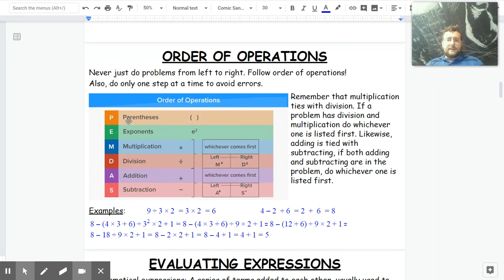Now, this is a big misconception. People think that multiplication always goes before division, and that's not true. If a step has both multiplication and division in it, you do whichever one is on the left. So you break the tie between multiplication and division. It's not really multiplication and then division. It's multiplication or division, whichever one is to the left comes first. The same thing applies to addition and subtraction. You're going to do whichever one comes first from the left.